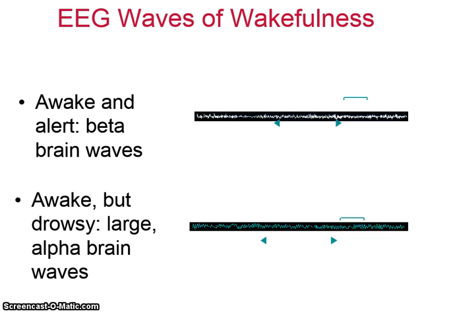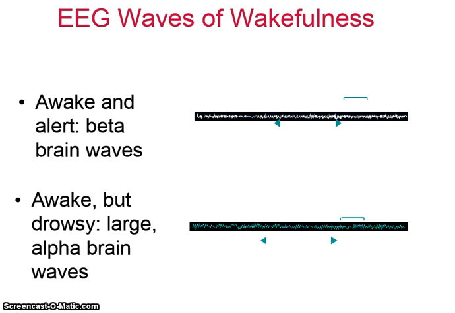So the EEG, first of all, measures waves of wakefulness. These are the brain waves that we experience when we're awake. When we're awake and also alert, our brain emits what we call beta waves, which are the small, fast brain waves associated with that alert state.